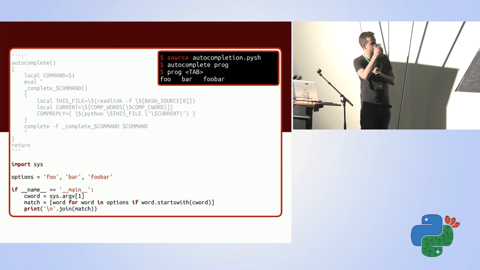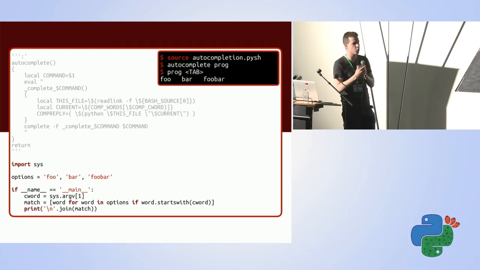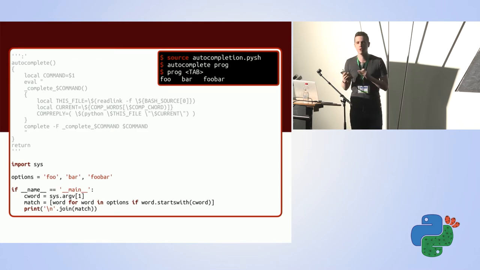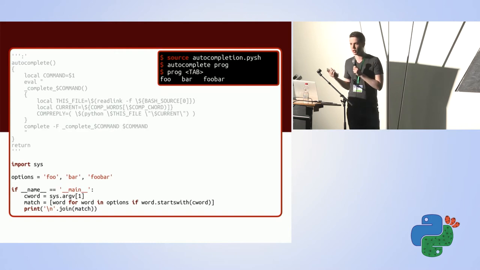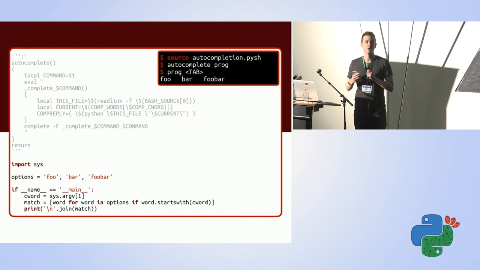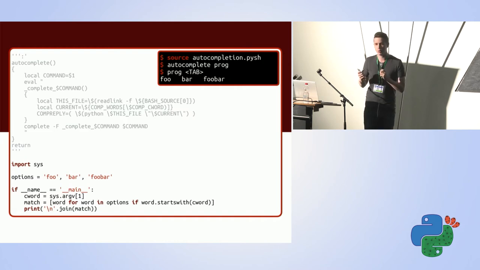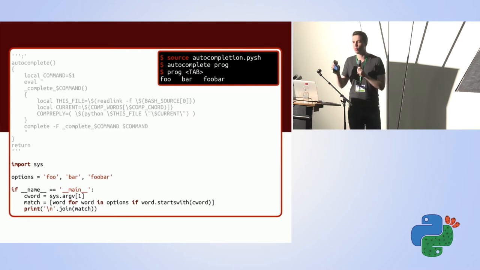If I source this autocompletion framework and then call autocomplete on prog and then type prog and then hit tab, this function gets called, it re-invokes Python, and it offers me foo, bar, and foo_bar. Now, having the same autocompletion options for every command is not very interesting, so we needed to add another argument to this autocomplete function of an autocompletion specification file, right? So the framework can generate options for each command based on its specification.